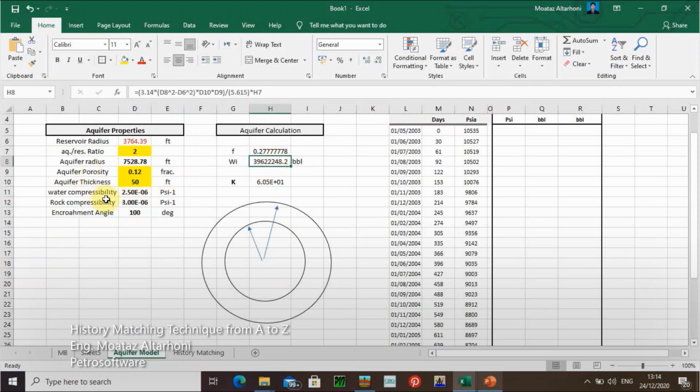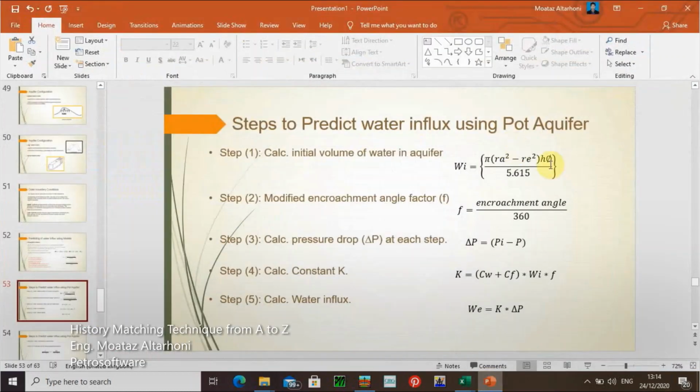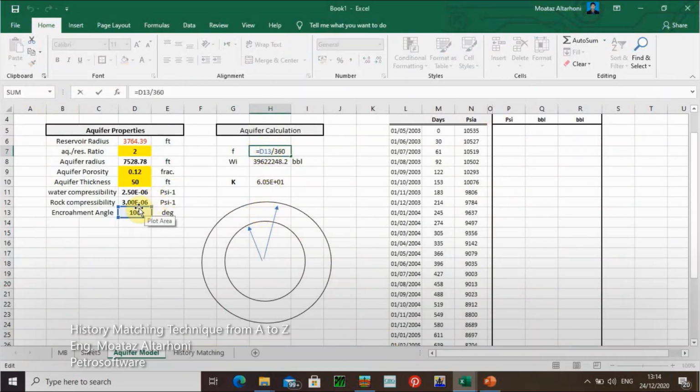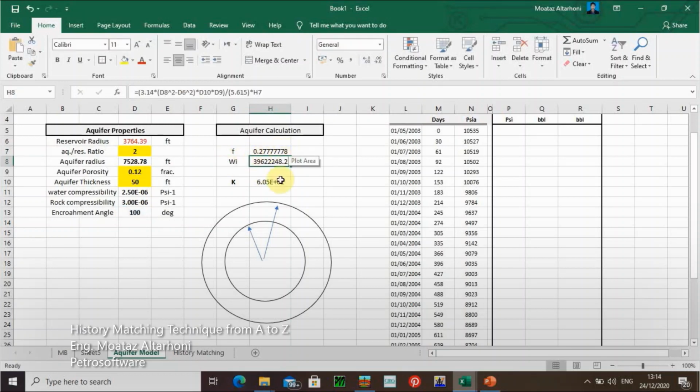I have water, and I have rock, the reservoir radius and aquifer radius, and all of this information, porosity, and I can apply it. Then I use the modifying encroachment angle factor that I calculated, the angle divided by 360 degrees. Sorry, 100 degrees. So I can use this encroachment angle divided by 360 degrees, which gives us 0.27778.